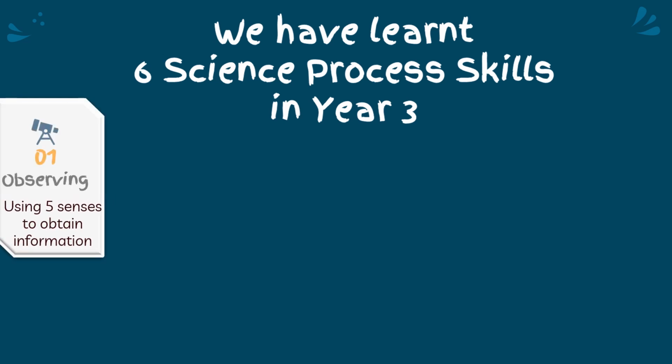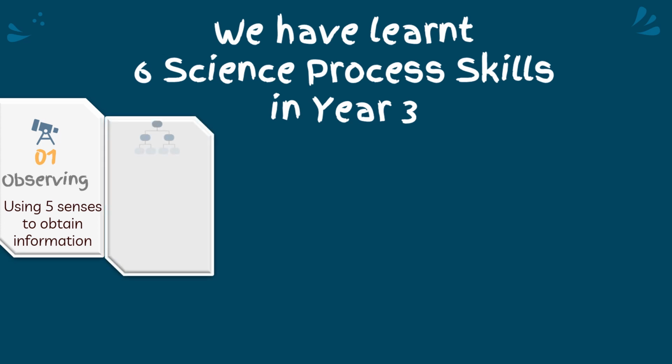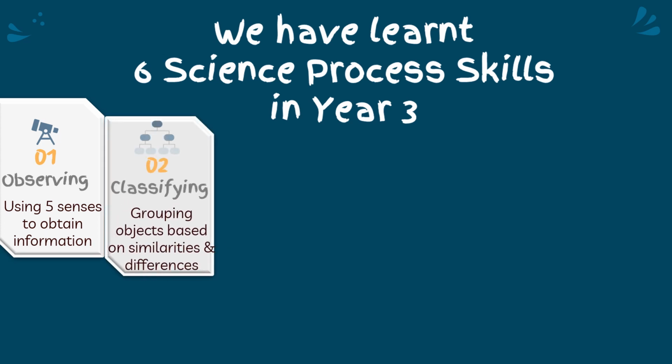Then they are observing. Observing is using your 5 senses to obtain information. Do you remember all the 5 senses? Sense of touch, sense of sight, sense of smell, sense of taste, and sense of hearing. Yes, that's good. The next one, we have also learned about classifying. Remember, classifying is grouping objects based on their similarities and also differences.